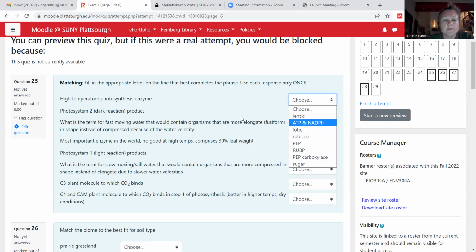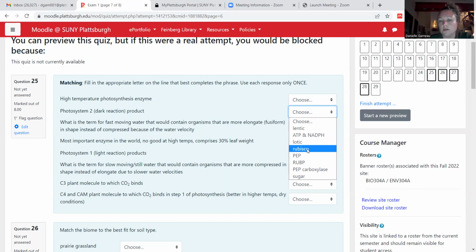So lotic. And most important enzyme in the world, not good at high temperatures. Tons and tons of action-packed leaf material is made up of this enzyme. And it's also the vanilla wafers, right? Rubisco. That's the enzyme we're talking about. Photosystem 1, light reaction products. That's the ATP and NADPH, right? The sunlight stimulating the electrons bouncing around on those photosystems, releasing that ATP energy and the NADPH, which will then be used in the dark reaction, Calvin cycle, to make the sugar.